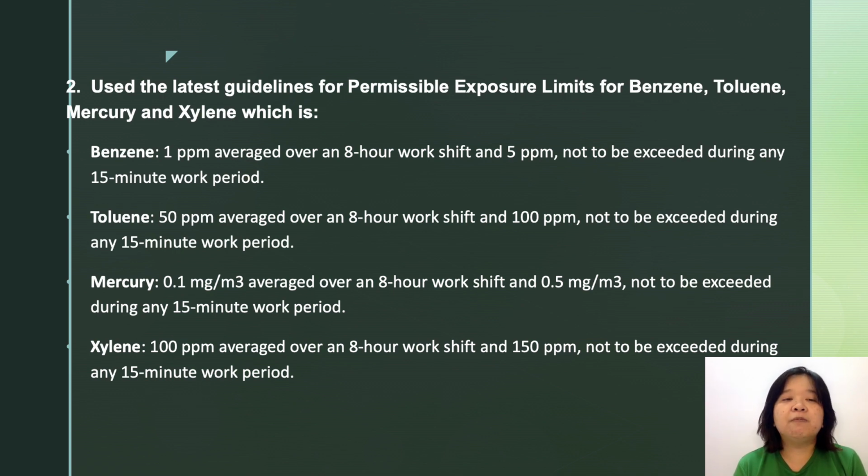Toluene, 50 ppm average over an 8-hour work shift and 100 ppm not to be exceeded during any 15 minutes of work period. Whereby for mercury is 0.1 mg average over an 8-hour work shift and 0.5 mg not to be exceeded during any 15 minutes of work period. Last but not least, xylene, 100 ppm average over an 8-hour work shift and 150 ppm not to be exceeded during any 15 minutes of work period.